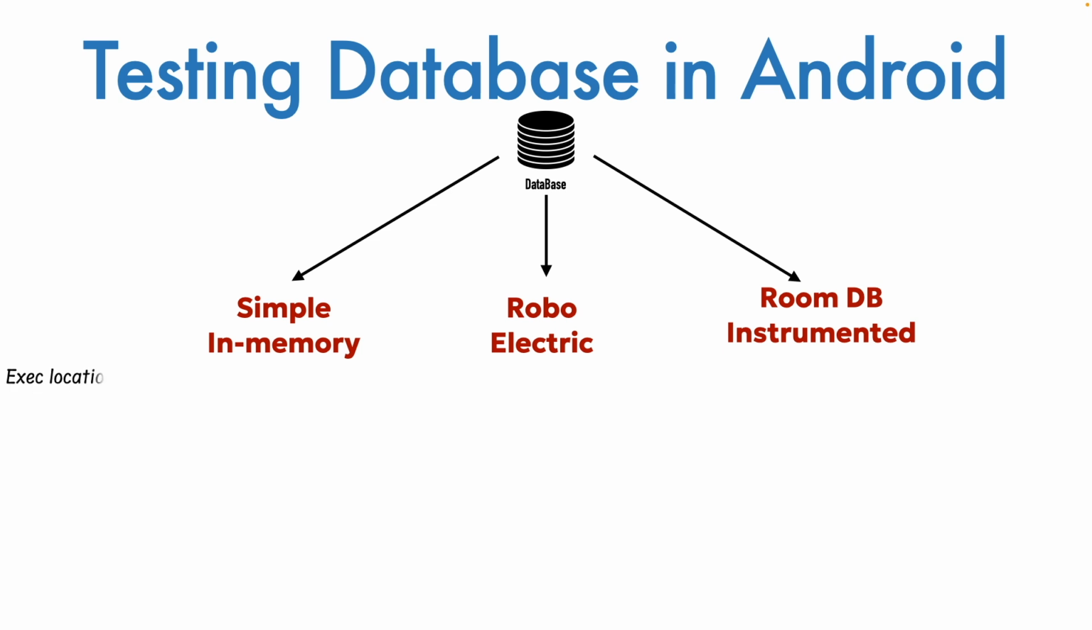The first is, where do you execute these test cases? In case of simple in-memory, you test it in the JVM, so it's running locally on the JVM. And then Robolectric also uses the JVM. It is just a framework that allows you to run your database test cases in the JVM itself. And in case of RoomDB instrumentation, it actually runs on a real device or an emulator. So that is the reason why, in terms of speed, in-memory and Robolectric both are probably the fastest way you can get the result in terms of the amount of time it takes to run the test cases.